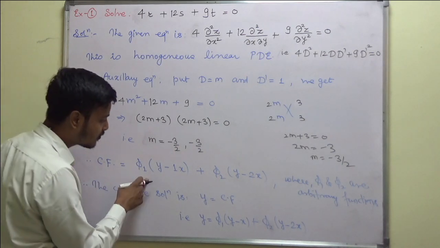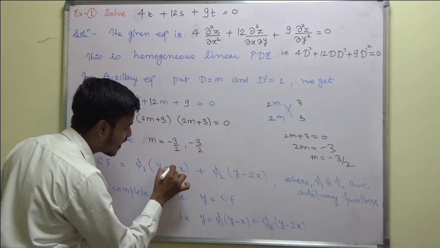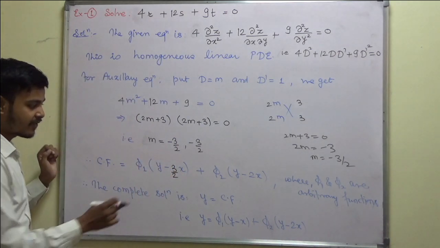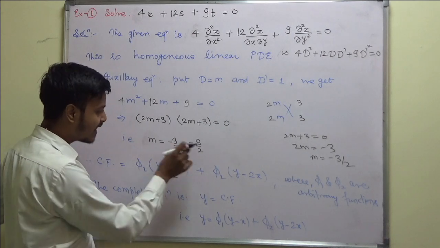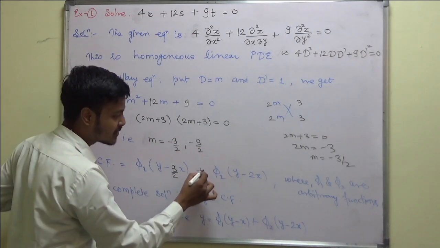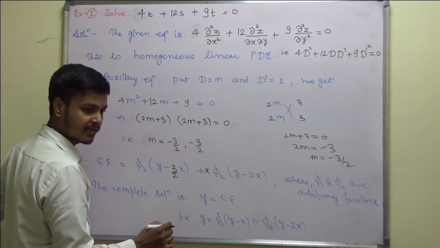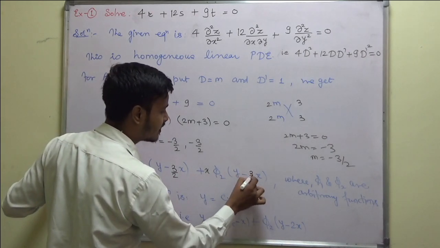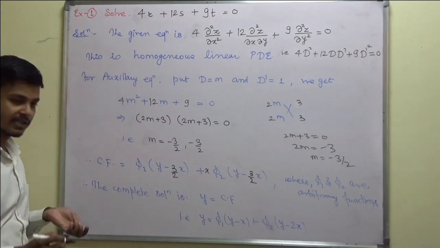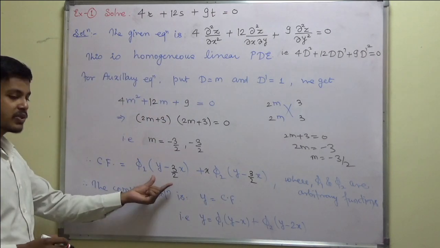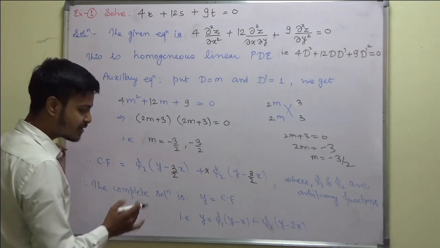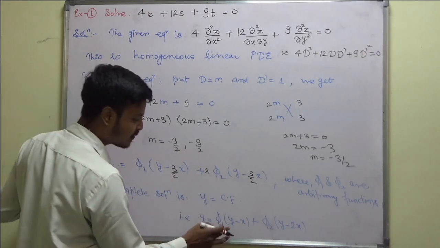CF is equal to phi 1 (y minus 3 by 2x). Now as the root gets repeated, we multiply by x to the power 1, so x into phi 2 (y minus 3 by 2x). And once you write the complementary function, you can write down the general solution or the complete solution y is equal to CF.